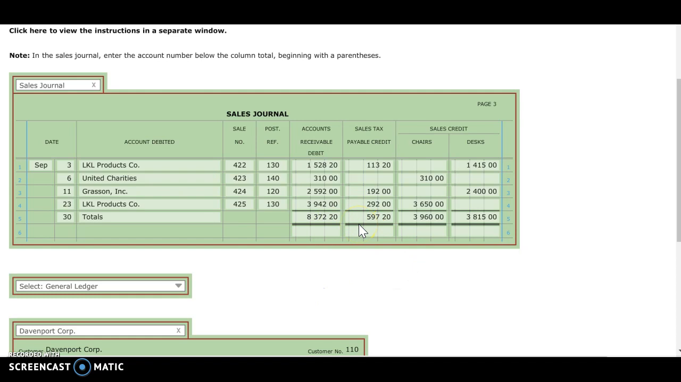Okay, so once we do that, we do want to make sure that our debits equal credits. Now, we only have one debit here, so we simply need to add up our 3 credits and make sure that those are equal to our 1 debit. Okay, and they do equal, so we are good on our totals. Next thing that we're going to do then is we're going to post our totals.